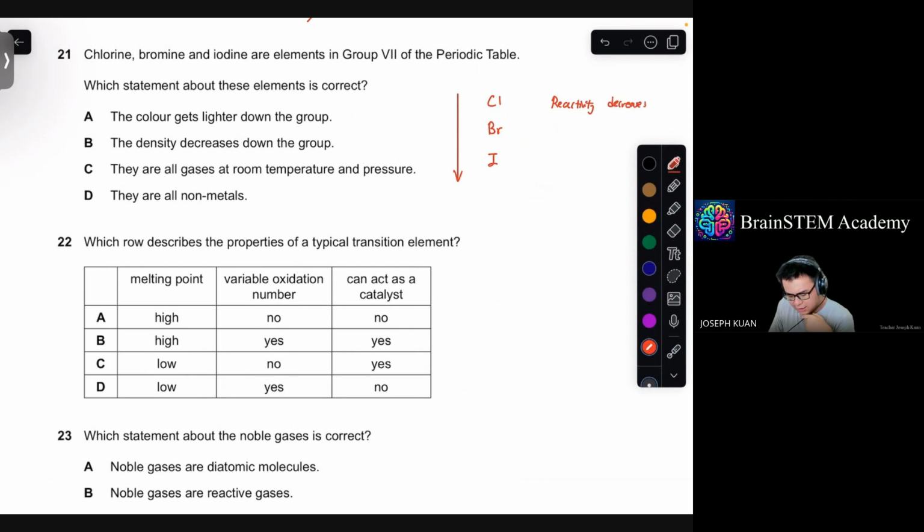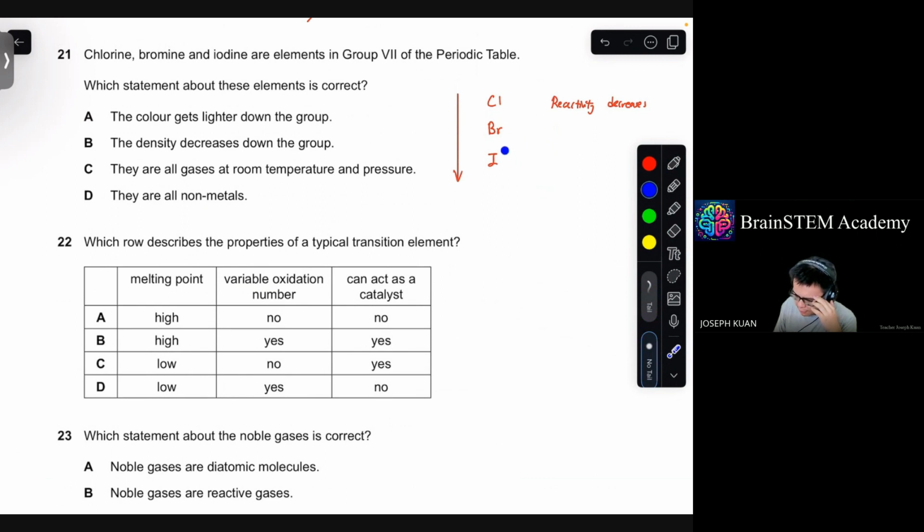Okay, other than that, let's see. The color gets lighter? No. Iodine is, well, reddish brown, super dark. Bromine, actually it depends. Is it in aqueous solution? Is it in solid state? Is it in an organic solvent? So their color actually gets darker, generally.